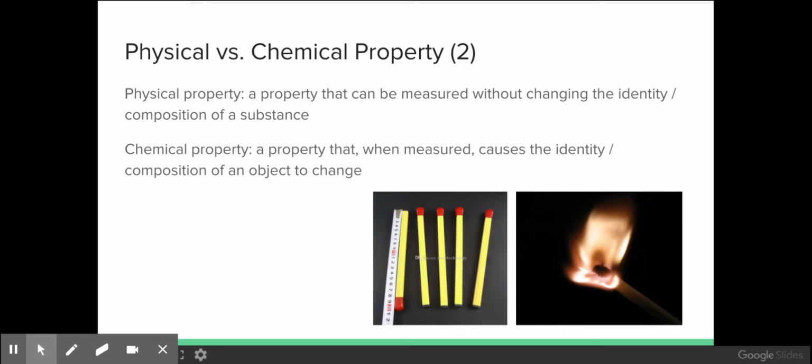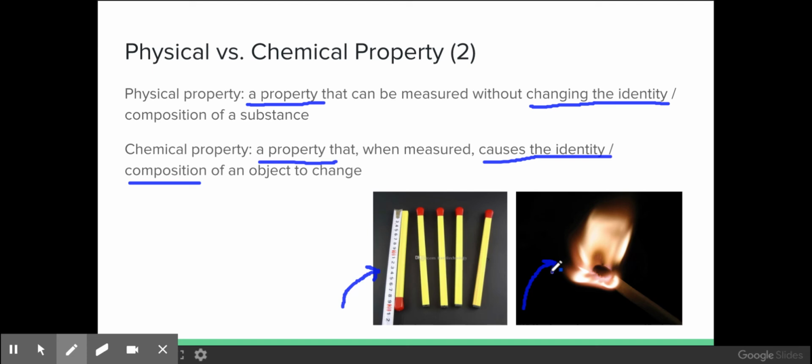Properties are qualities, adjectives that we can measure about substances. A physical property is a property that can be measured without changing the identity of an object. An example of a physical property of matches would be, okay, let's measure the length of those matches. You put a ruler next to the match, it doesn't take a chemical change in the match to measure how long it is. You can just set a ruler next to it, the match is still intact at the end of that. A chemical property is a property that, when measured, causes the identity or the composition to actually change.